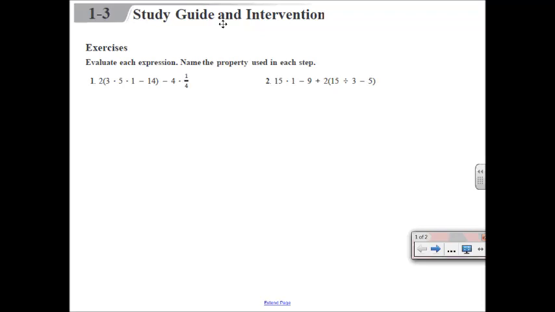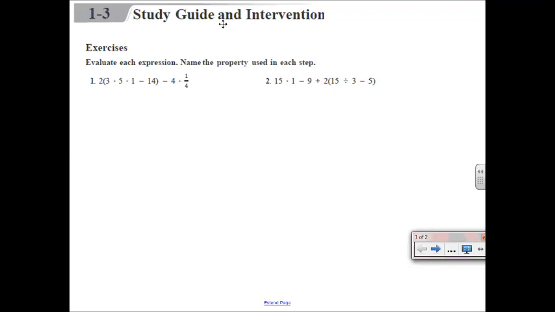This is the 1-3 Properties of Numbers Study Guide and Intervention, the green sheet that we did in class. On the front side, there's just two problems using the identity and equality properties. And what they ask us to do is evaluate each expression and name the property we use in each step.